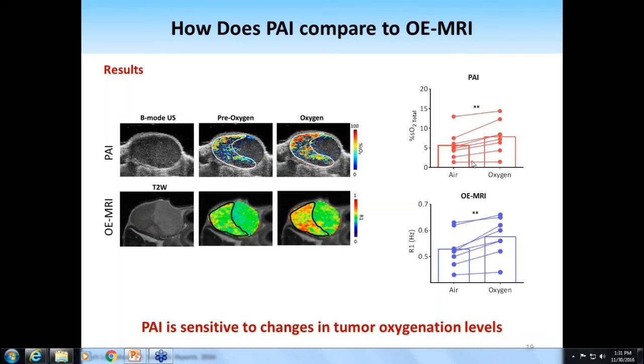And we looked at individual tumors. We once again saw that there was a very heterogeneous response to oxygen inhalation. So with photoacoustic imaging, we saw some tumors which increased a lot and others which didn't increase or actually went down. And we saw the same thing with oxygen-enhanced MRI.